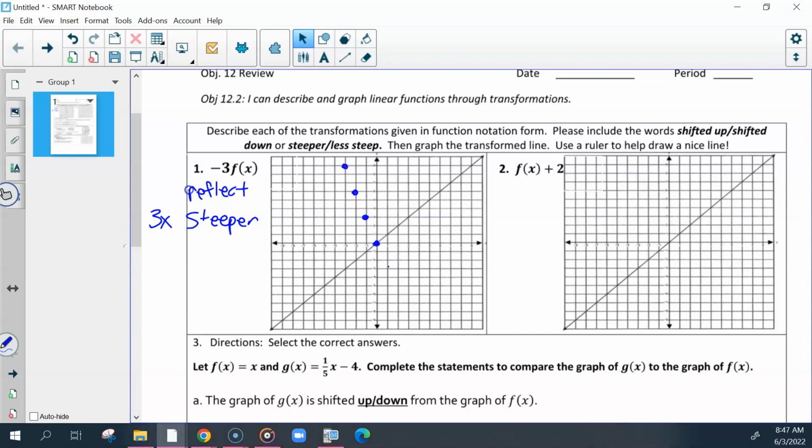The slope is now -3, so we go up 3, left 1 as many times as possible, and graph that line. If you wanted to start here, the order really doesn't matter. If you wanted to start with the graph and then determine these, the line has been reflected, it's no longer going in the same direction, it's now negative. And if you were going down this sledding, whatever, you'd get down this one faster than this one, so this one's steeper.